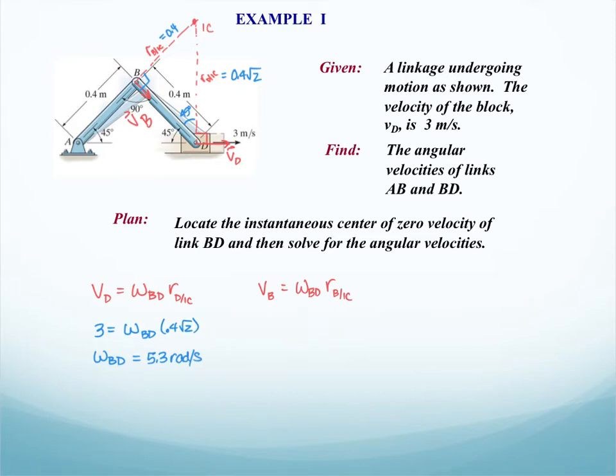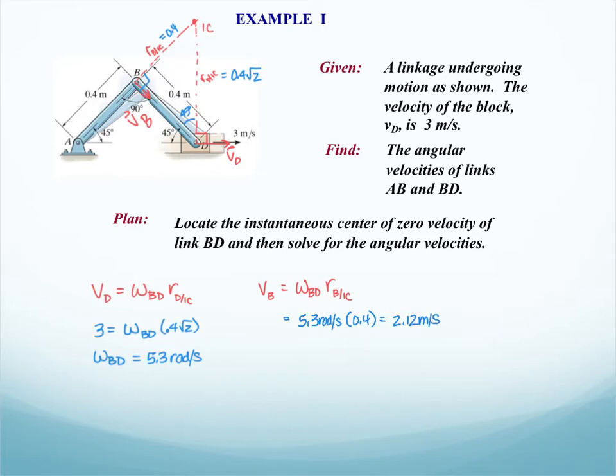Now I can use that, and it can help me find out the velocity of B. So now I know that this is 5.3 radians per second. I found the radius was equal to 0.4, and so I find that the velocity of B turns out to be 2.12 meters per second.